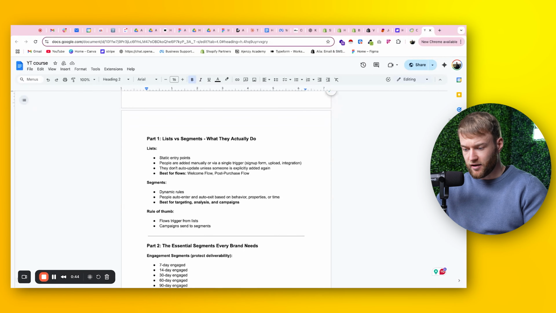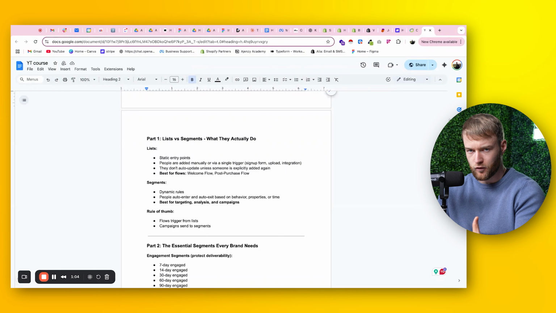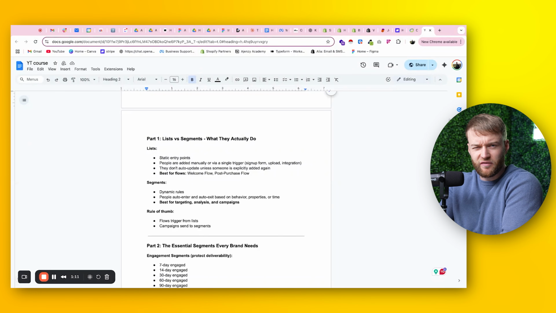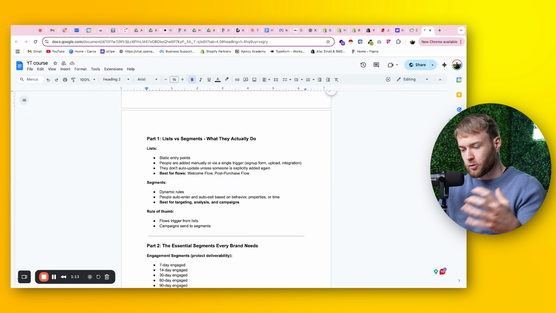Okay, the first part here is just going to be explaining the difference between lists and segments. Lists are static entry points. People are added manually or via a single trigger: sign up form, upload, or integration. They don't auto-update unless somebody is explicitly added again. These are the best for your flows. All of your flows are likely going to trigger from a list. Not all of them, but a lot of them, like your welcome flow, your post-purchase flow, for example.